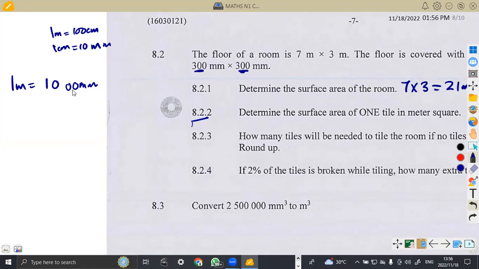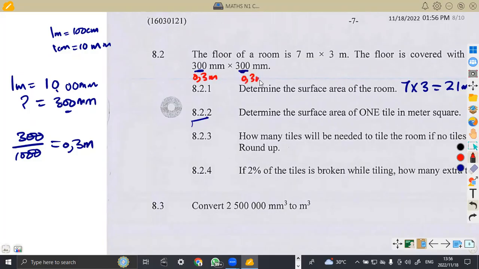So if 1 meter is 1,000 millimeters, what about 300 millimeters? I'm just going to divide by 1,000. So here we need 300 millimeters in meters, you divide by 1,000. So it's 300 divided by 1,000, which is going to give us 0.3 meters. So this simply means we've got 0.3 meters, 0.3 meters.